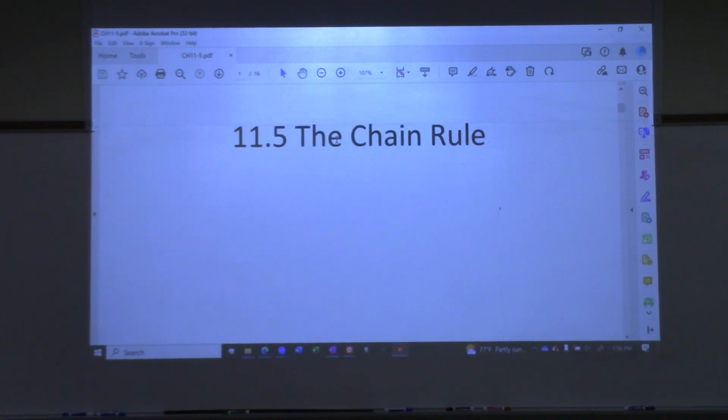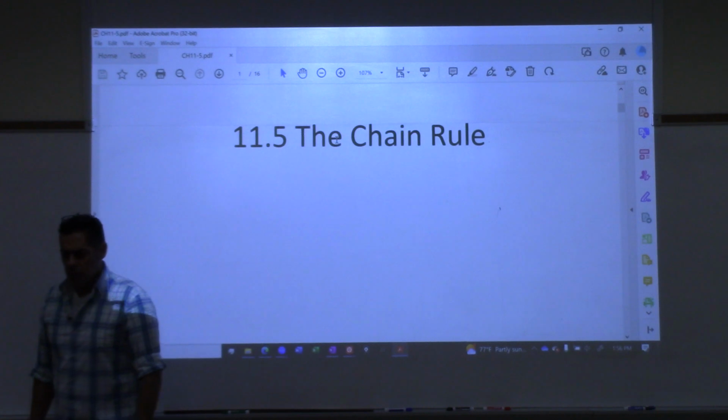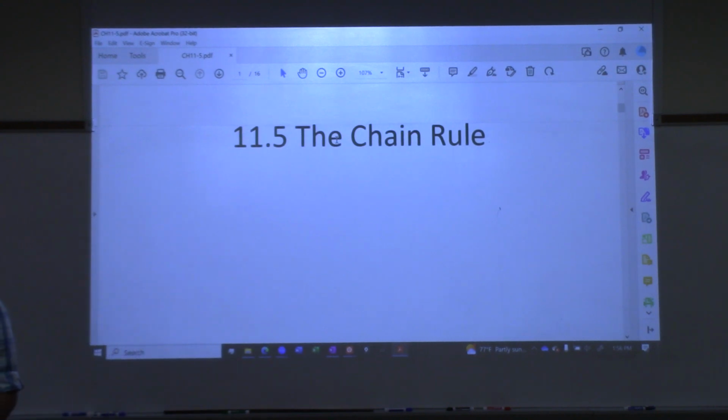Next section, chain rule. So we all know the chain rule in Cal 1, right? You couldn't get here without understanding chain rule. It's probably one of the most important rules in Cal 1. If you never learn chain rule, you never get through Cal 1, and you definitely don't survive Cal 2 without chain rule. So we know this is an important rule.